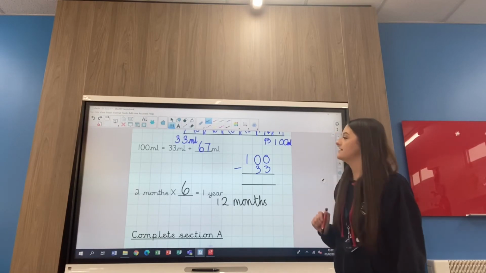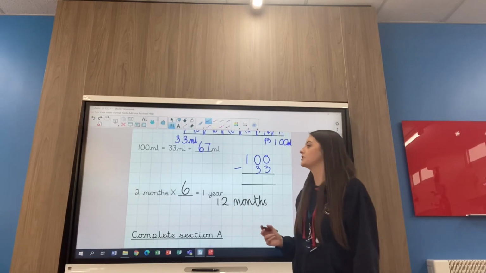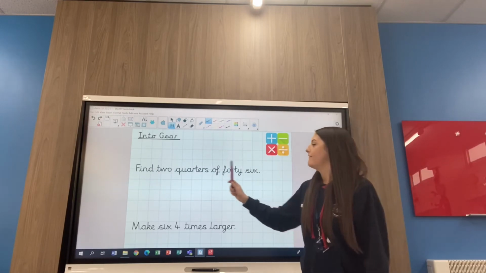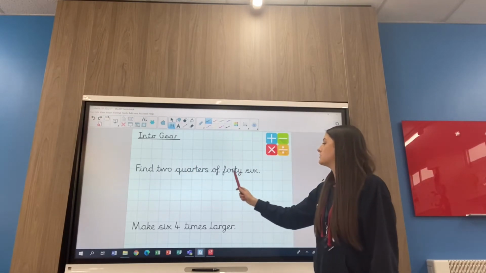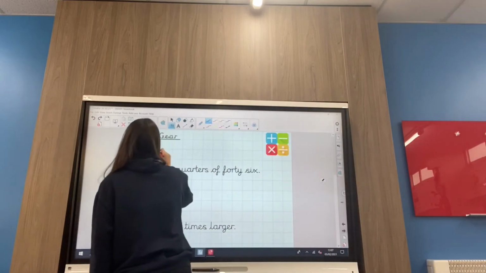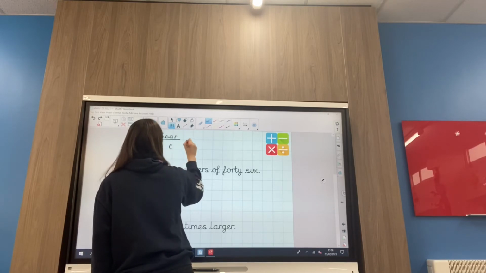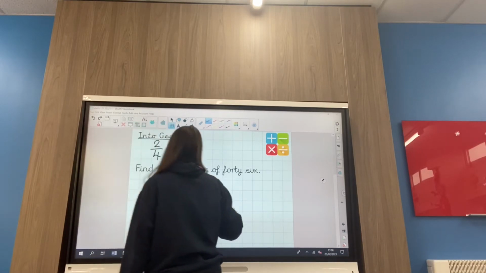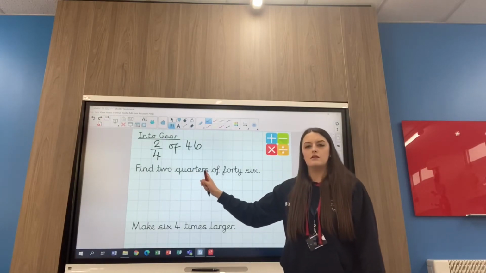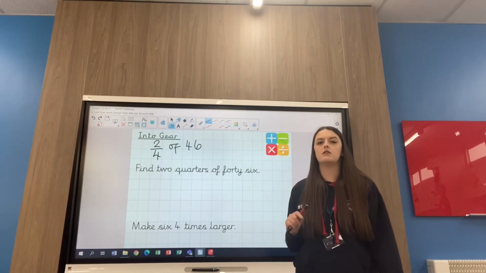Okay, so let's have a look at our Intergear section questions. You've got something very similar to this. Find 2 quarters of 46. So the question's asking me to find 2 quarters of 46. Okay, now 2 quarters, there's a fraction that's equivalent to 2 quarters.